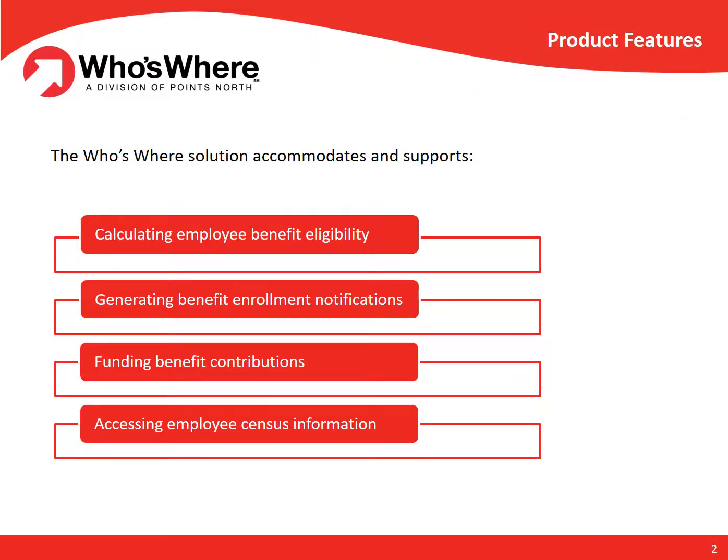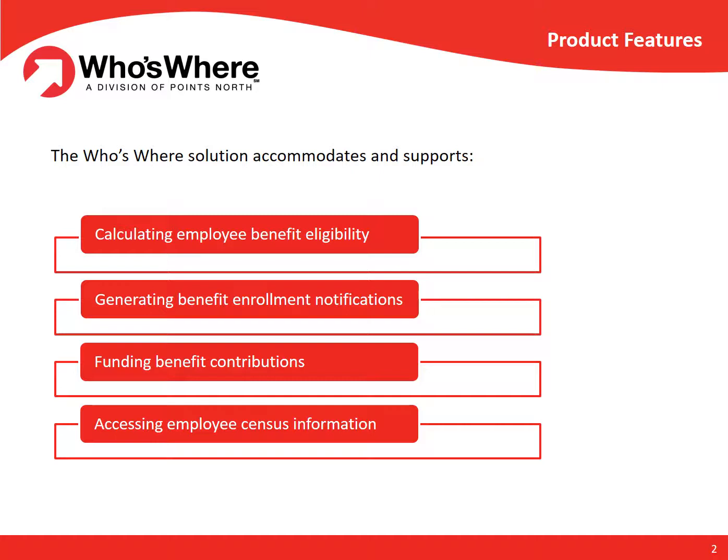Employers with multiple payroll systems, locations, or EINs know the headaches associated with consolidating payroll data to support HR and benefit administration operations. Who's Where makes the complex process of aggregating all your payroll data simple, no matter how many or which vendors you work with.